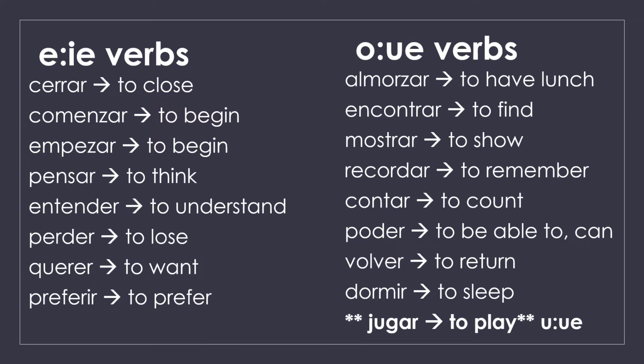Now notice this, please. The verb jugar is actually a U to UE verb. It's the only one that does that stem changing. And we've learned the verb jugar in the past, so you should already know how to do this one.